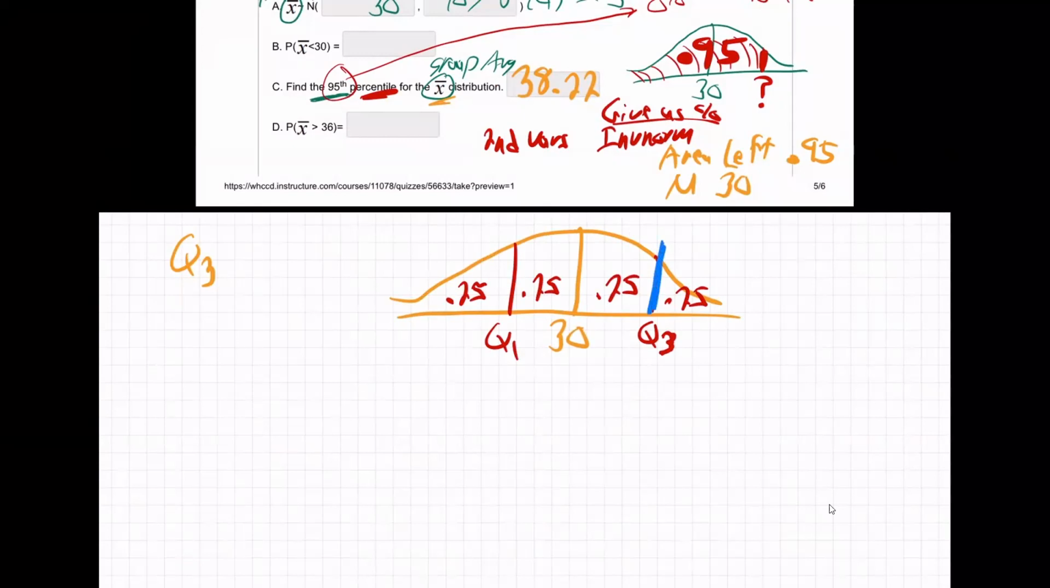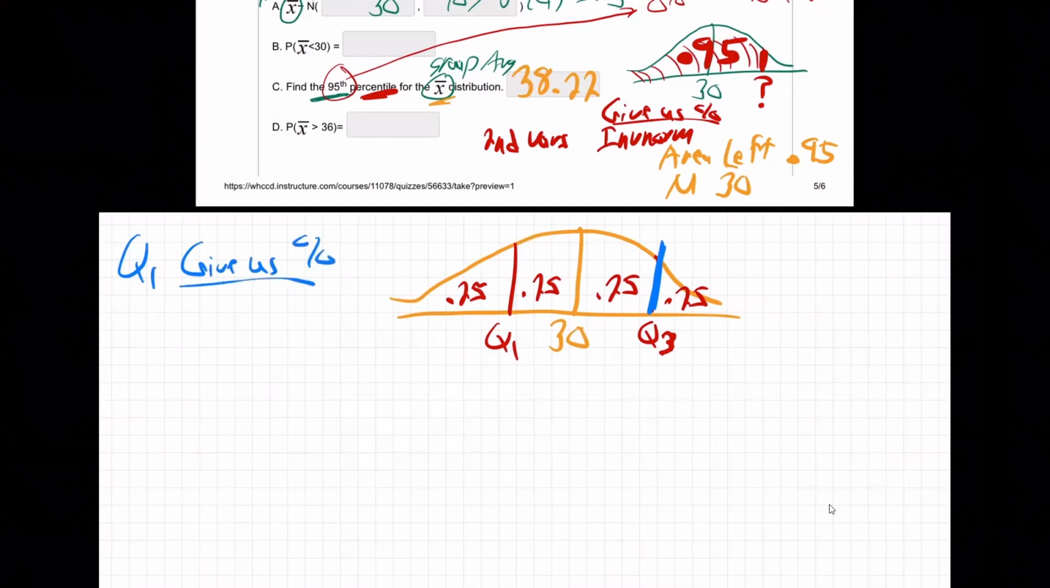Well, here, let me start with Q1. Maybe I better do Q1. What if they ask you for Q1? Well, they're giving us a percent. So if they give you a percent, you're going to do 2nd VARS, inverse norm. And that'll ask you for what? Area to the left. Area to the left. And then mu and sigma.